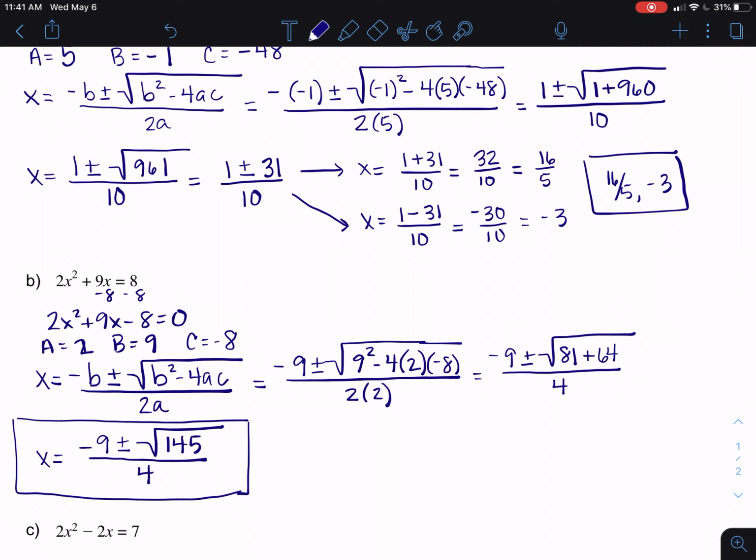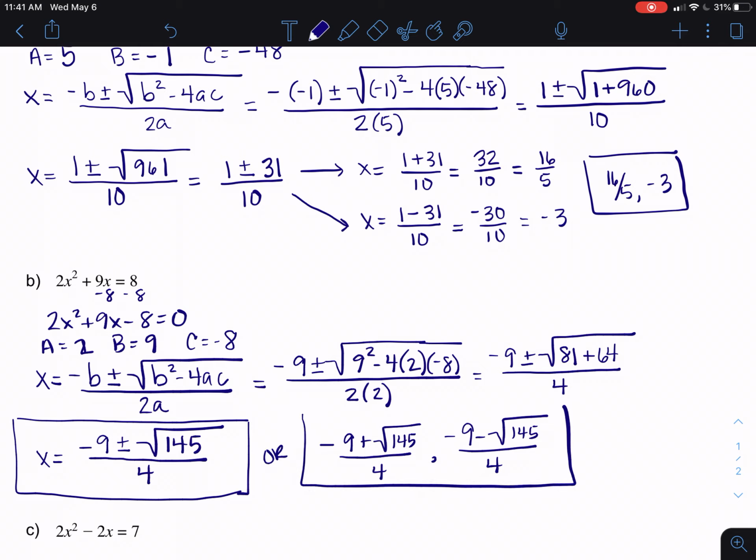If you want, you can break this up into two values, negative 9 plus the square root of 145 over 4, and negative 9 minus the square root of 145 over 4. Either way would be accepted. Okay.